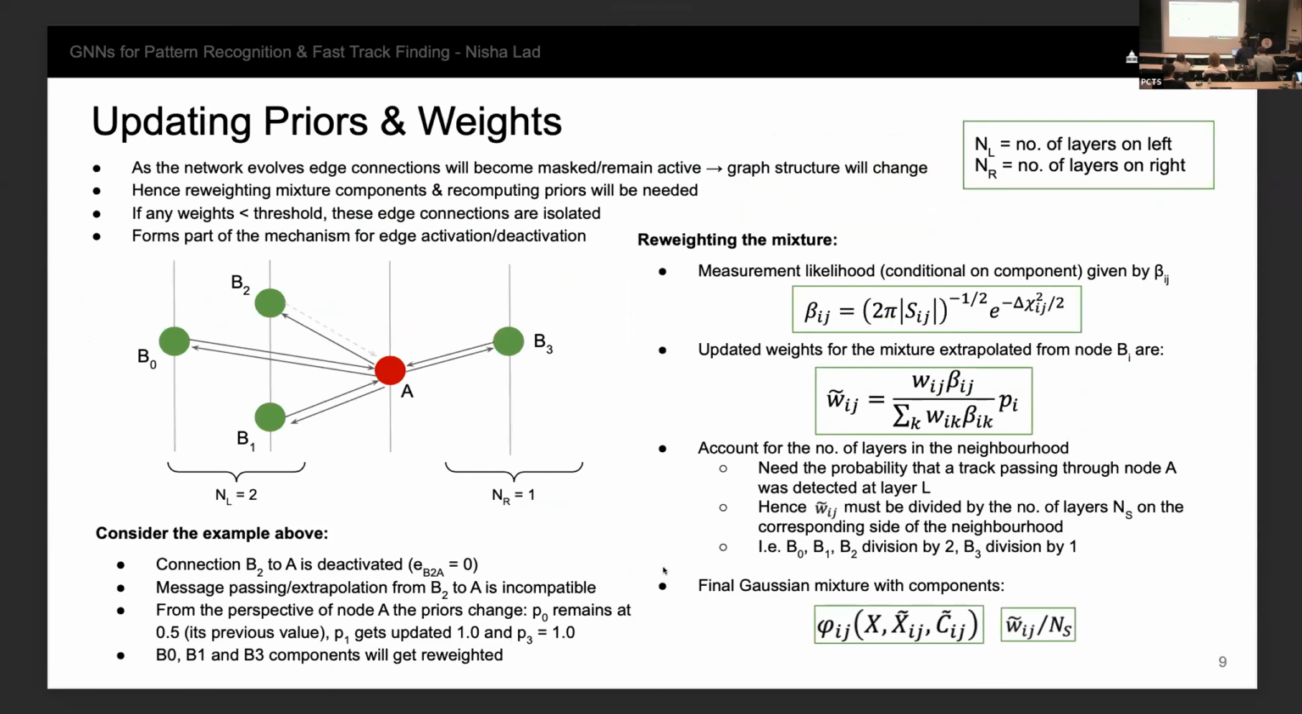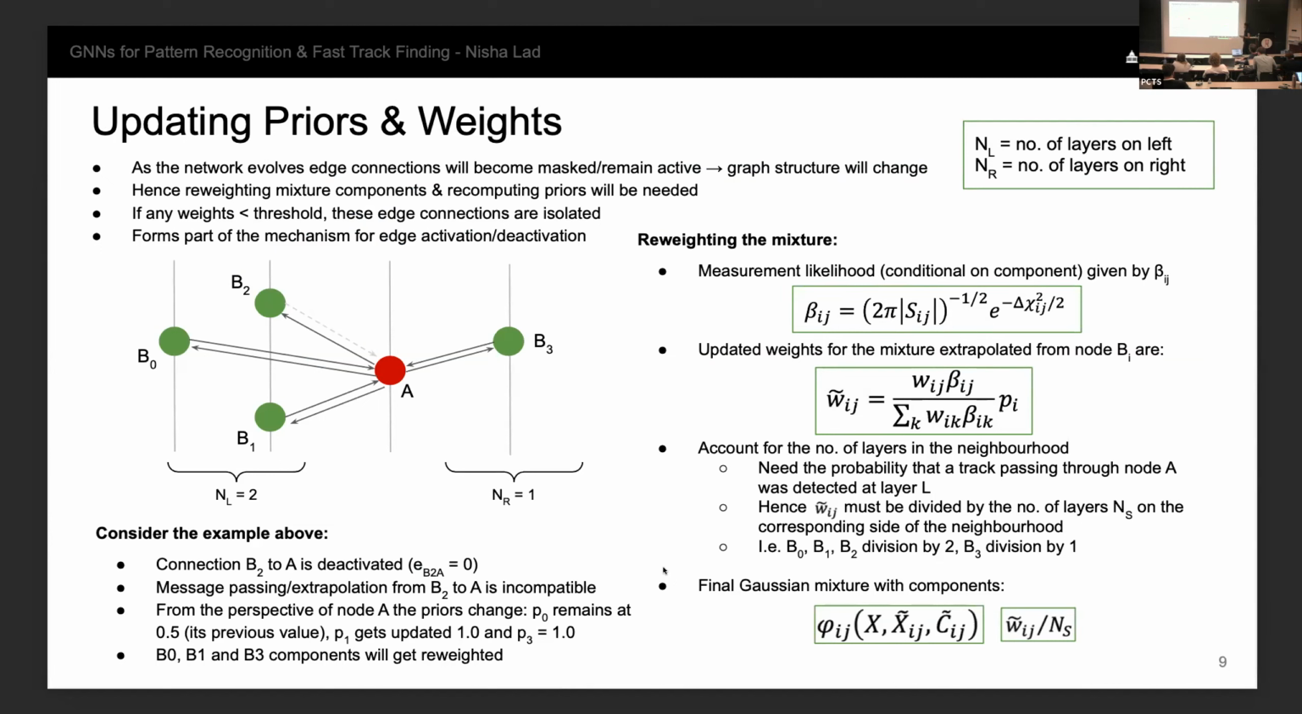Okay, so after we've done all that, obviously the network is going to evolve and it's going to change. Some connections are going to be deactivated and masked, and some will remain active. So that's exactly why we need to reweight the mixture components and narrow down our local track estimates and improve our uncertainties.